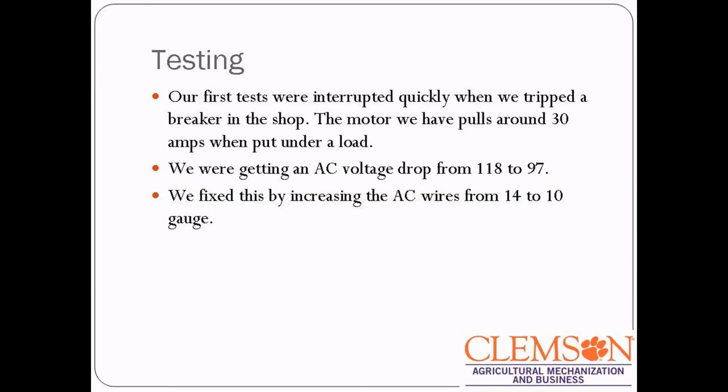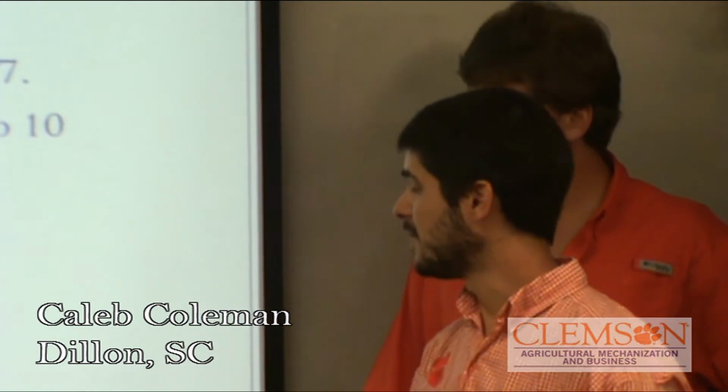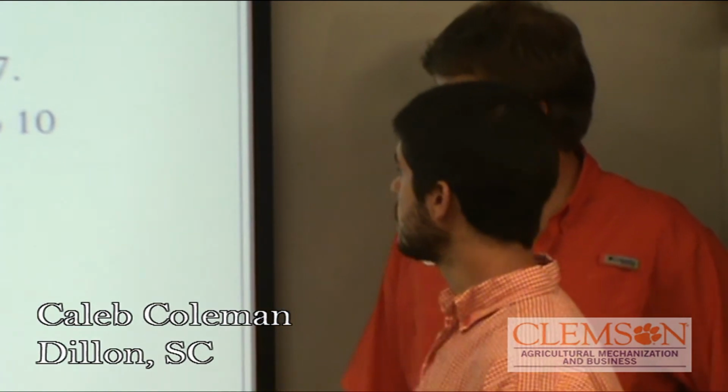So testing, got finished, everyone's real excited. We went to run our first test and we tripped the breaker in maybe 10 seconds. Flipped a couple lights on, motor just went down. We didn't know why. We thought maybe we had a short somewhere, wired something wrong. We found out that we were pulling 30 amps in, and we designed the system to pull in 13, and we were getting a voltage drop from 118 to 97. That's rather extensive. So we increased the wire size from 14 to 10, greatly reduced that, and everything's been fine so far.